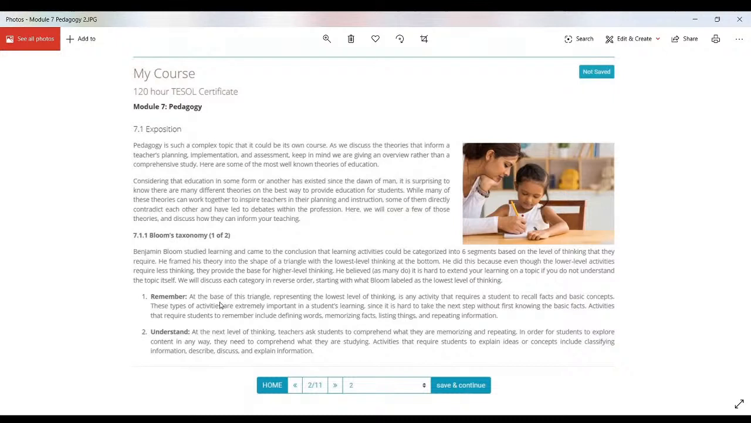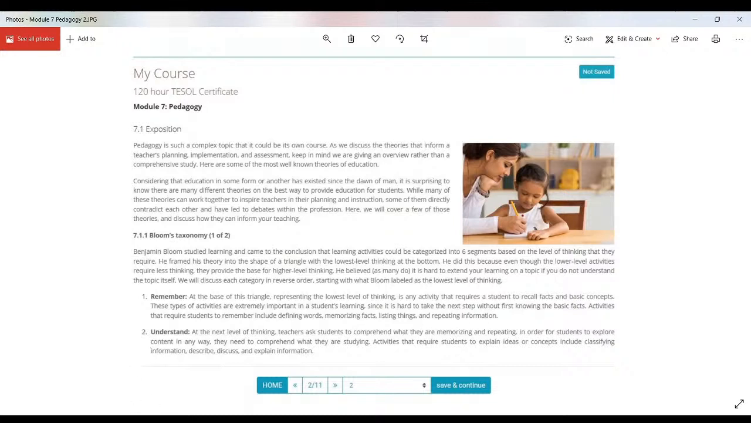Okay, at the base of this triangle, representing the lowest level of thinking is any activity that requires a student to recall facts and basic concepts. These types of activities are extremely important in a student's learning, since it is hard to take the next step without first knowing the basic facts. Activities that require students to remember include defining words, memorizing facts, listing things, and repeating information.